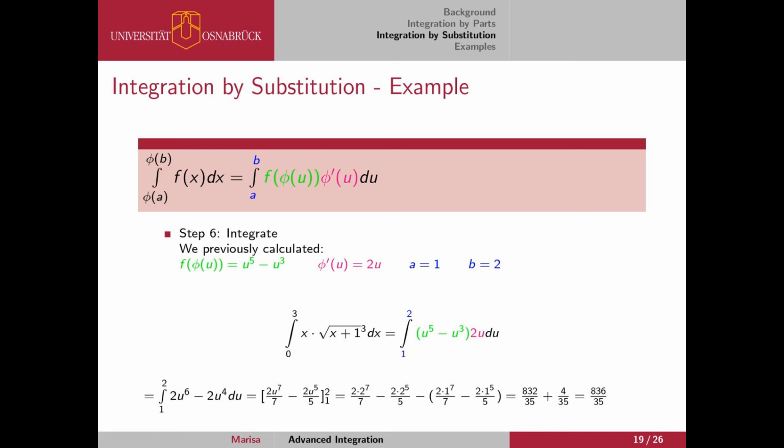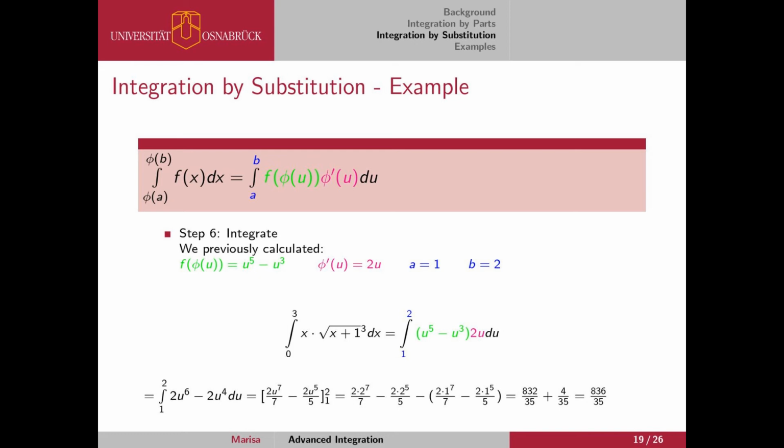Using our formula, we can now simply plug in the terms. This means that the integral from 0 to 3 of x times the square root of x plus 1 to the power of 3 dx is equal to the integral from 1 to 2 of u to the power of 5 minus u to the power of 3 times 2u du. At this point, all we need to do is calculate the integral as usual.